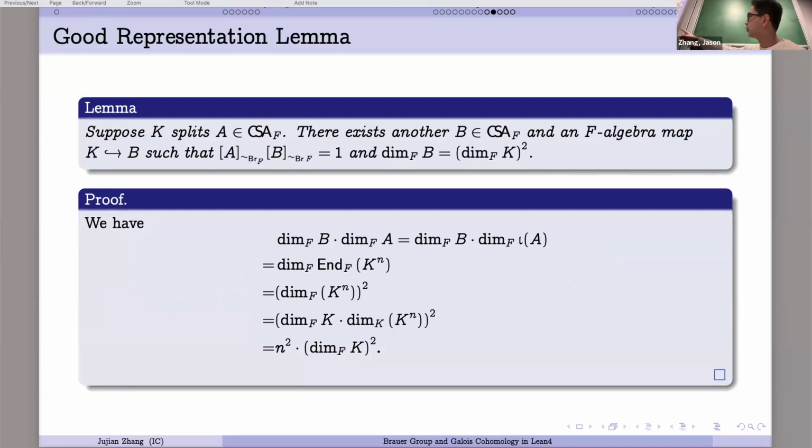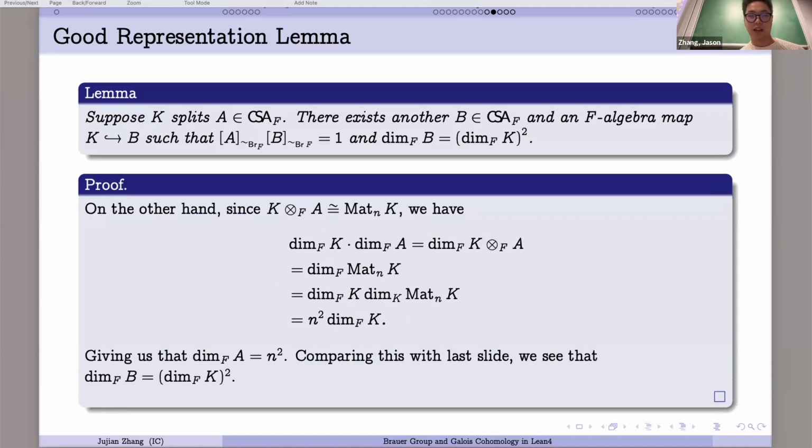So the dimension of B times the dimension of A is equal to the dimension of B times the dimension of the image. And by the double centralizer theorem, this is equal to the dimension of the endomorphism ring. And the dimension of the endomorphism ring is just the dimension of K to the power of n squared, which is something easy. And so finally we see that the dimension of B times the dimension of A is equal to n squared times the dimension of K squared. And this gives us that the dimension of A is n squared.